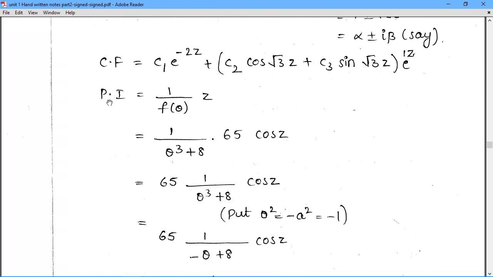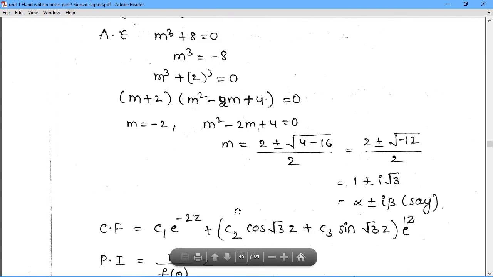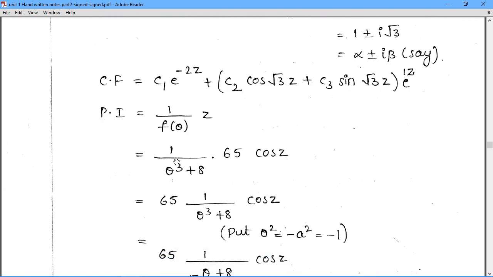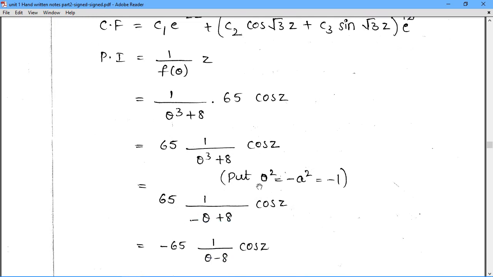So now finding the particular integral, the formula is 1 by f of theta times capital Z. So what is f of theta here? The left hand side of the expression in terms of theta, that is theta cube plus 8. And capital Z means the right side of the equation, that is 65 cos z. Now we can take out 65 as common. Now it looks like the second case of particular integral. Here we have to replace theta square with minus a square. But what is a here? Cos az, a is 1 here. So minus 1 square. Minus 1 square means minus 1. Square is for 1, not for the total minus. So theta square is replaced with minus 1.